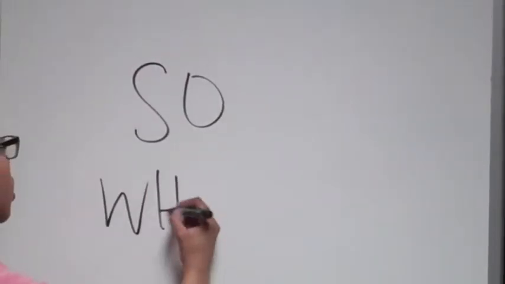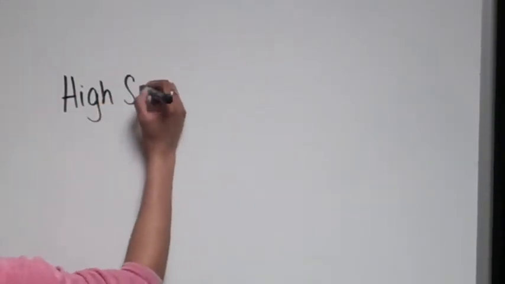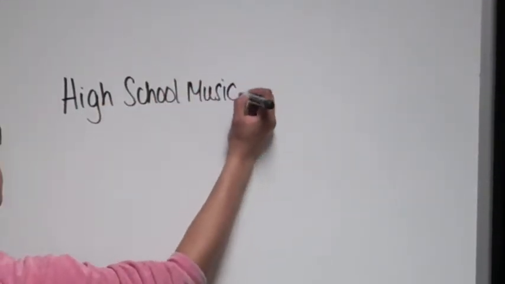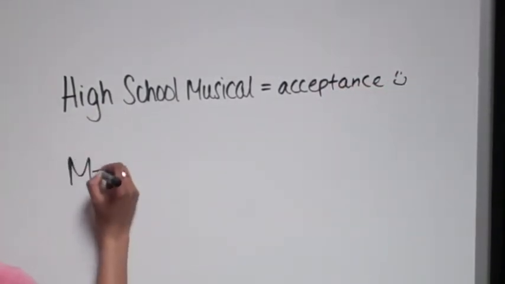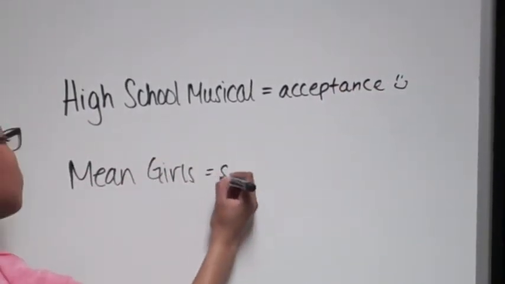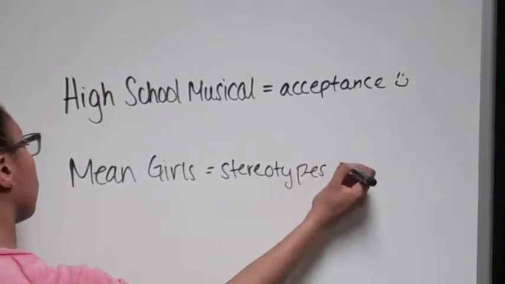Now we ask, so what? Even though both movies are centered around a teenager's life in high school, they have very different messages, as High School Musical advocates for acceptance and Mean Girls sends the message that high school is all about stereotypes.